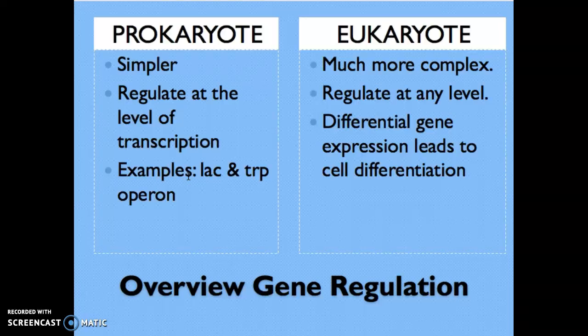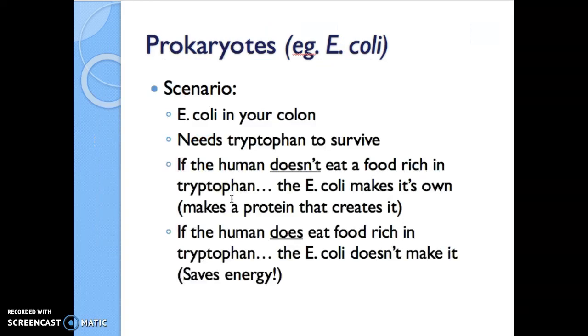Differential gene expression is going to lead to cell differentiation eventually. This is much more complex, and we're going to go over this in a lot of detail with each other. But prokaryotes are going to regulate at the level of transcription, and we need to know about the lac and the trp operon. So here's an example to sort of kick you off.